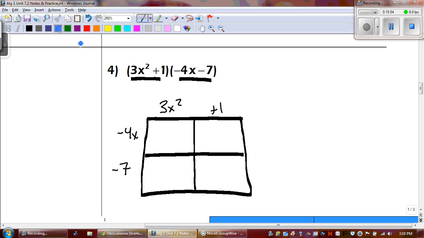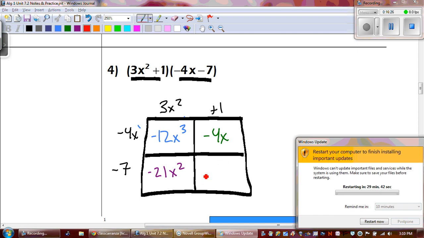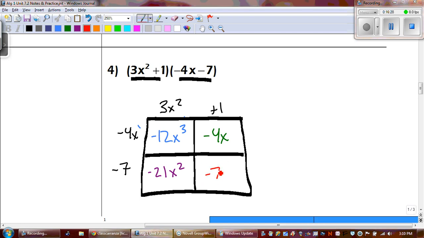So I just always go multiply the tops, then I multiply the bottoms. So negative 4 times 3 is negative 12. Remember, that's x to the first times x squared gives me x cubed. Negative 4 times 1 gives us negative 4x. Negative 7 times 3x squared gives me negative 21x squared. And then negative 7 times 1 gives me negative 7.